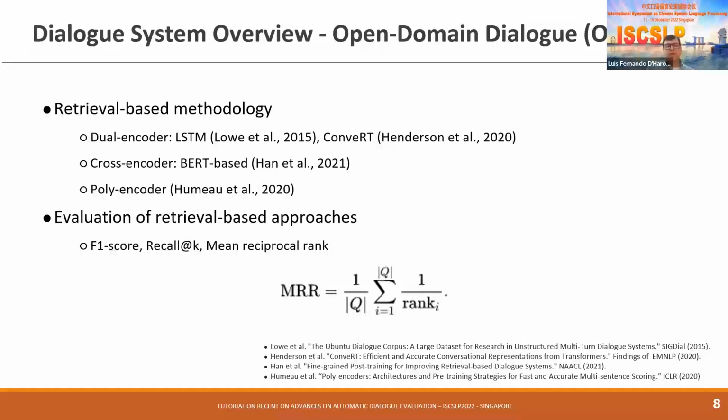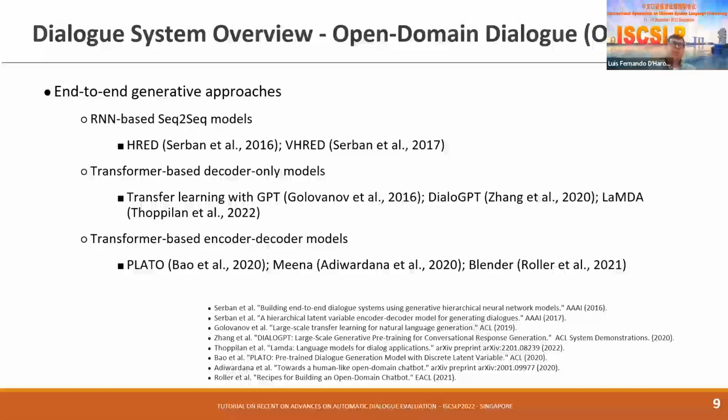Metrics from the retrieval approaches are very common here. We are not going to go into too much detail because those are basically older approaches, and we want to move into the more recent approaches. Then for dialogue systems, we have the end-to-end generative approaches, like the HRED or VHRED. Those are based on sequence-to-sequence models using RNNs. Then we move into transformers.